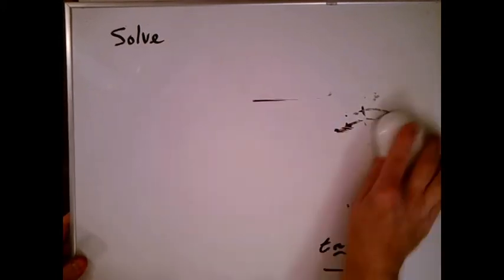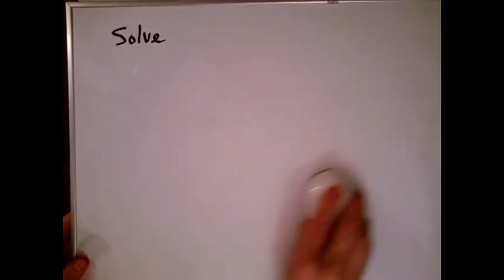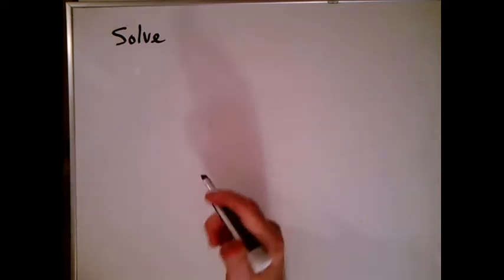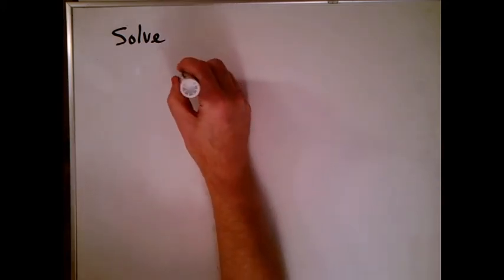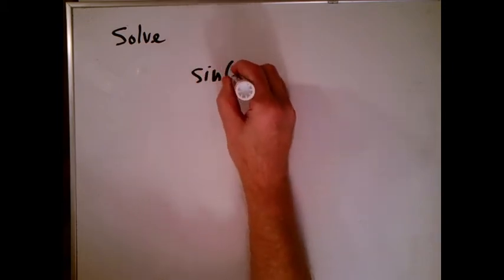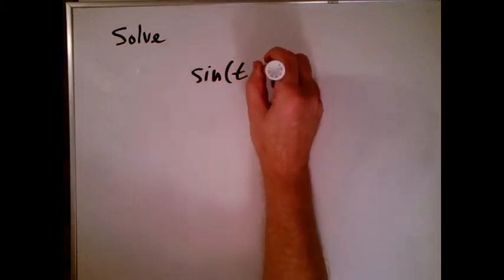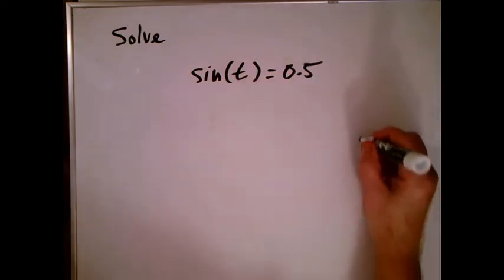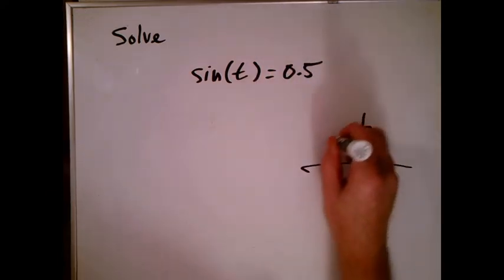Let's do an inverse sine one. Very similar to the inverse cosine one. Probably a tad easier. This one I actually used the same value. I said I want to solve an equation, a trig equation, so it's sine t equals 0.5, like that. I'm going to go to the unit circle to see what that means.